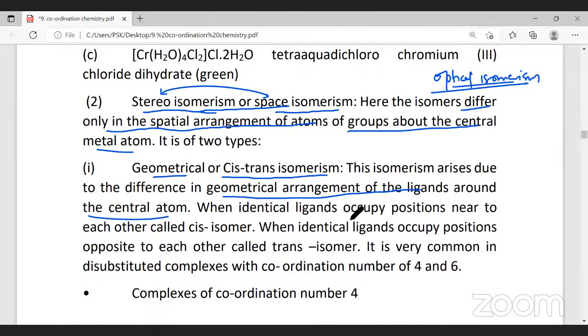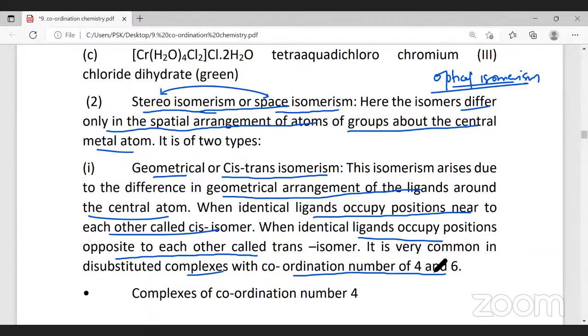When identical ligands occupy positions near to each other, they are called cis isomers. When identical ligands occupy opposite positions, they are called trans isomers. This is very common in di-substituted complexes with coordination number 4 and 6. Can anyone tell me what is coordination number? What is coordination number? Please tell, what is coordination number?